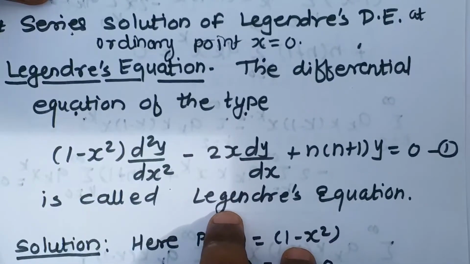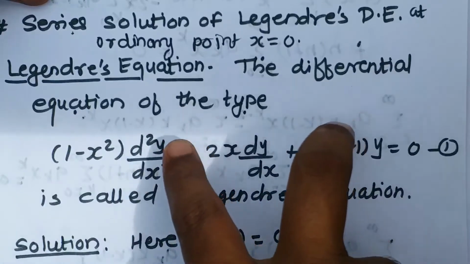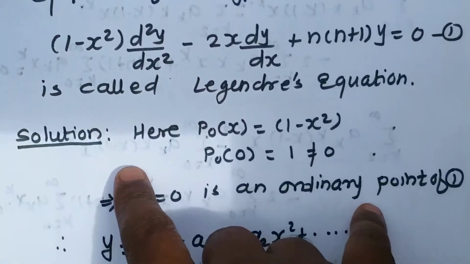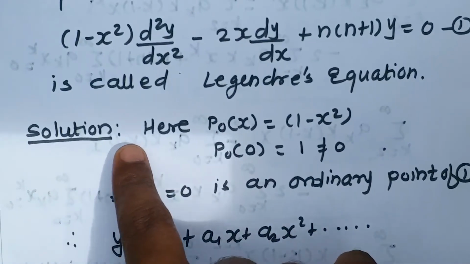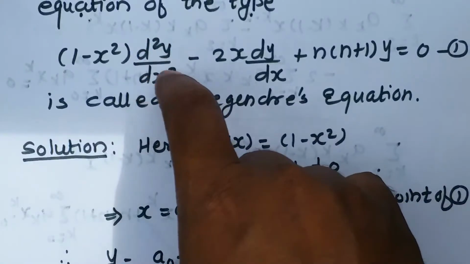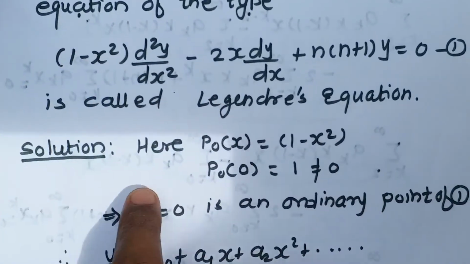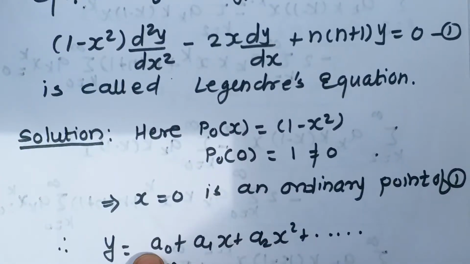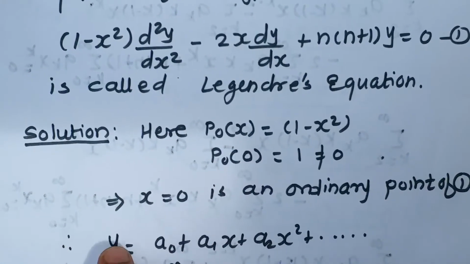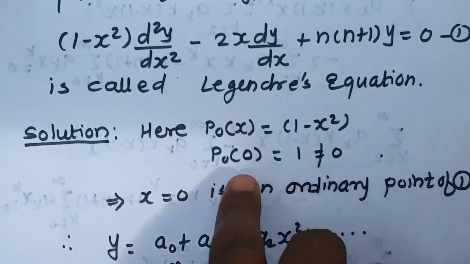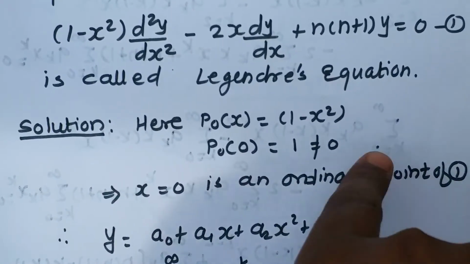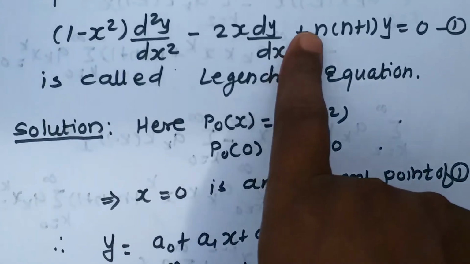Now in this lecture we will solve this Legendre's differential equation at the point x equal to 0. So let us see the solution. Here p0 of x equal to 1 minus x square, which is the coefficient of d2y by dx square. This is known to us, right? And if we put x equal to 0 in that polynomial, we get p0 at 0 equal to 1, which is a non-zero quantity. As this is a non-zero quantity, this implies x equal to 0 is an ordinary point of the given equation 1.